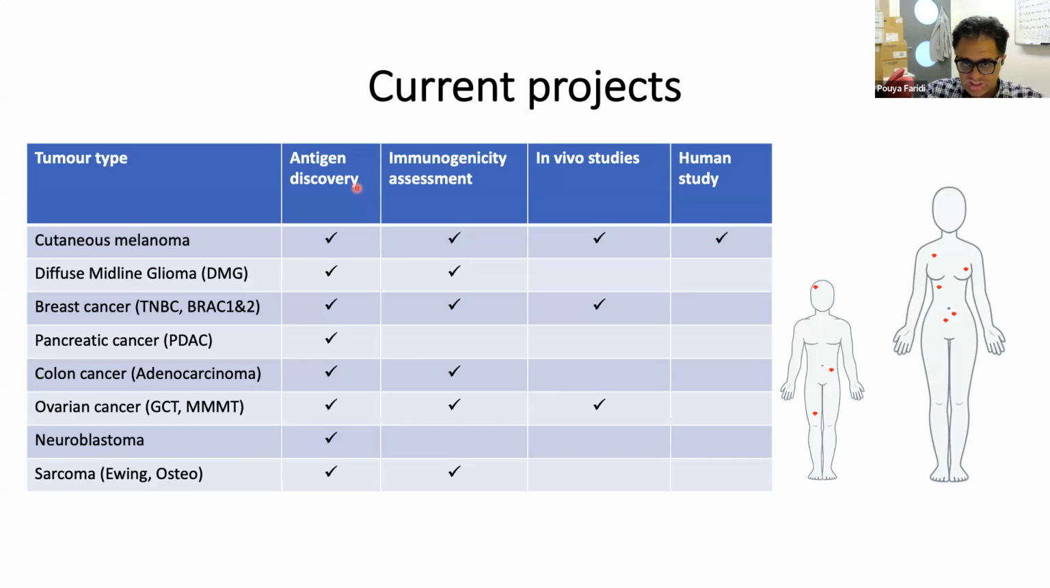So these are the current projects that we have in our lab. We are working on different types of cancer, different types of pediatric and adult cancer. You see some programs are quite advanced, like what we have in melanoma, breast cancer and ovarian cancer, and some of the projects are at the very first steps.